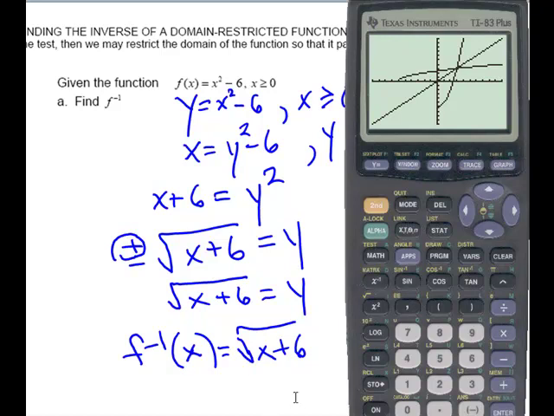You might have worried a little bit here. You do have restrictions on this, but it's taken into account automatically. Your x cannot be less than negative 6 because your radicand has to be greater than or equal to 0. So you did not have to enter that. So let's look at the table.